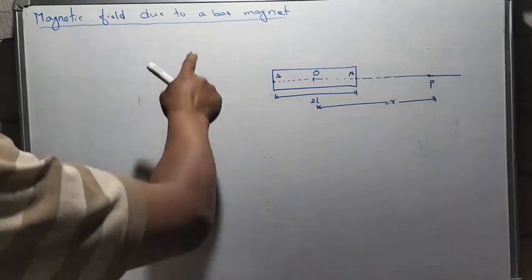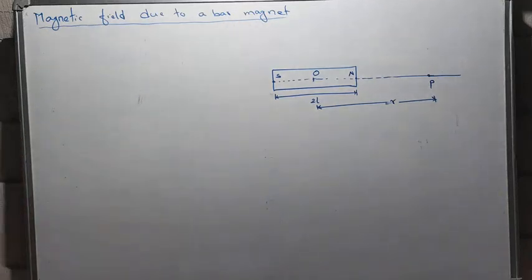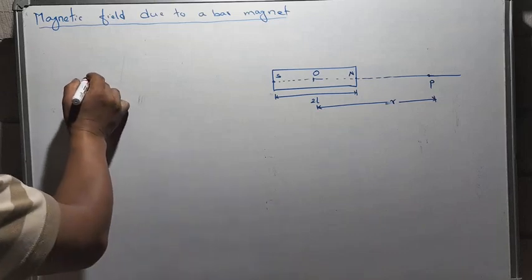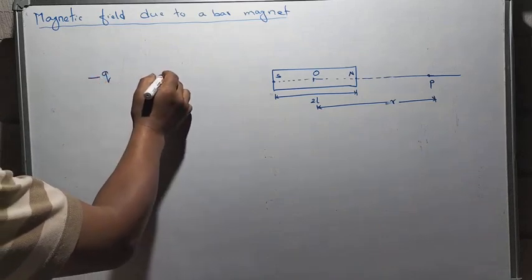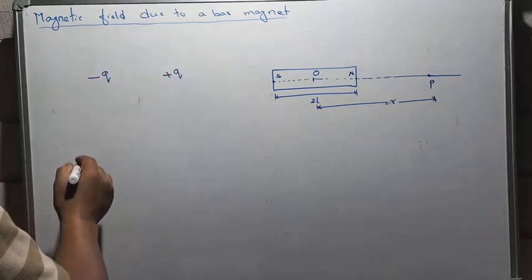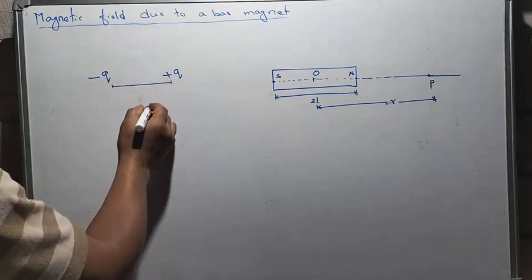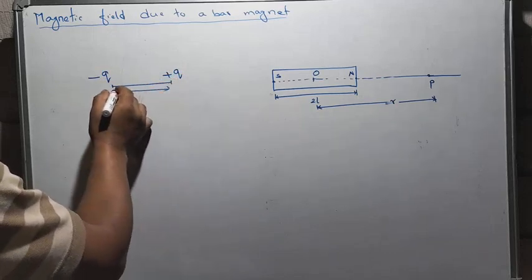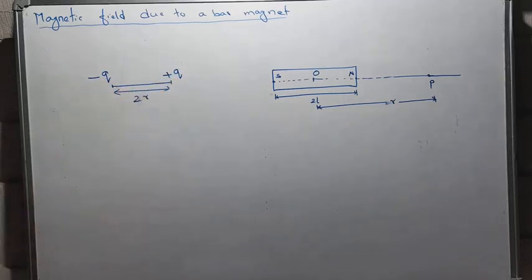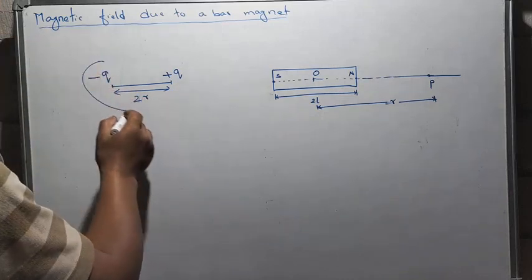Magnetic field due to a bar magnet. Okay, so this bar magnet is actually similar to an electric dipole. If you remember, in an electric dipole we have two equal and opposite charges separated by a small distance, 2r. So this is an electric dipole.